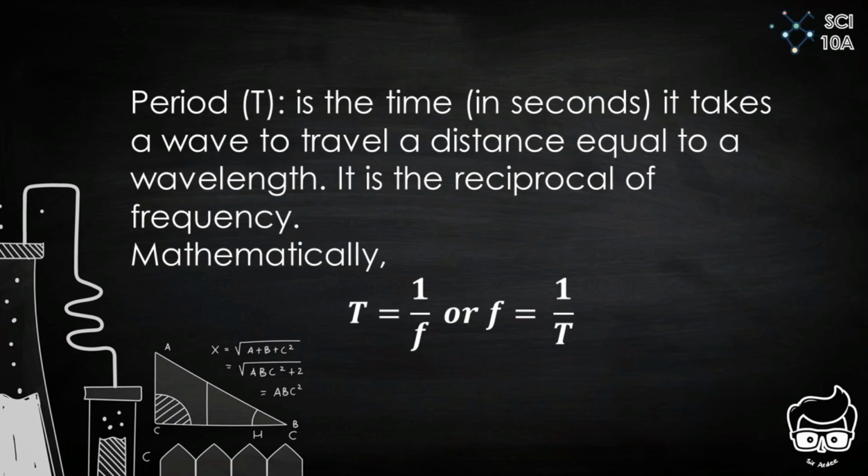Next is period, which is represented by uppercase letter T. It is the time in seconds it takes a wave to travel a distance equal to a wavelength. It is the reciprocal of frequency, so mathematically, we can express this as T equals 1 over f, or f equals 1 over T.